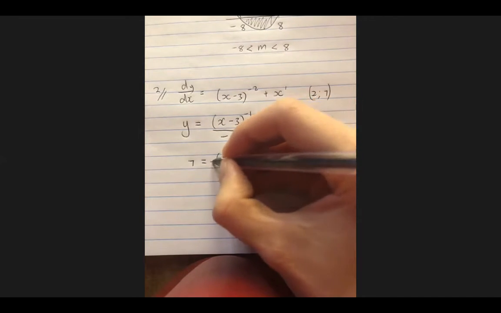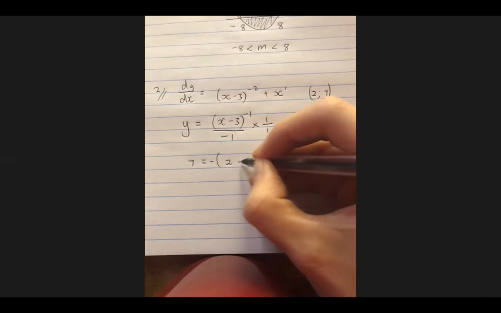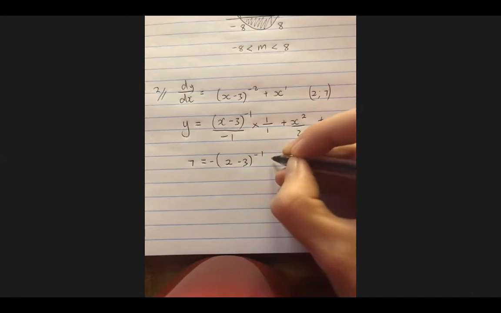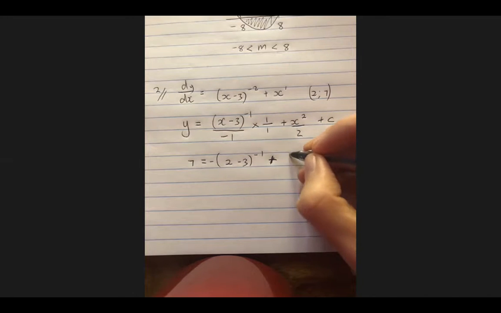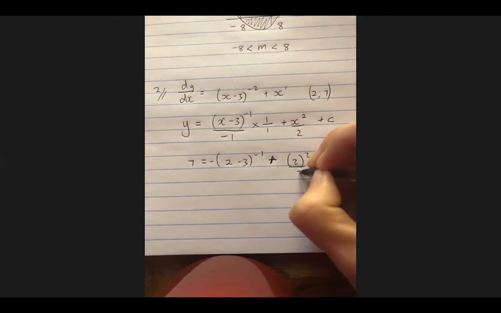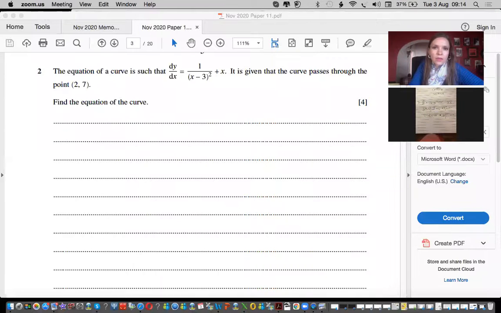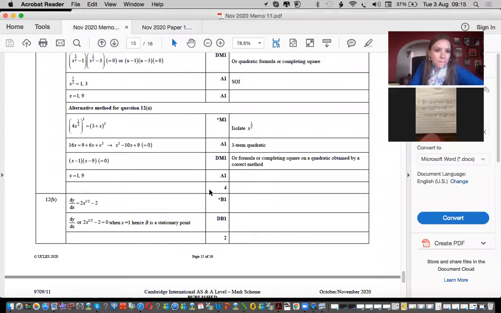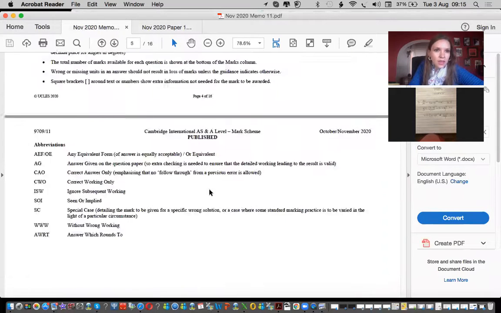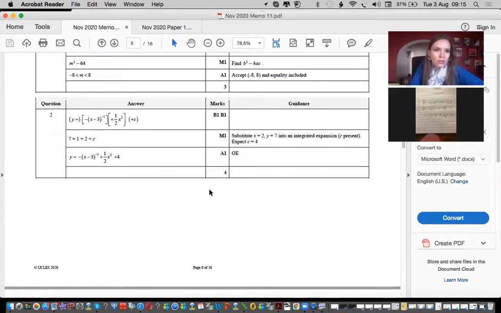You can simplify this a little bit before you sub in, but I mean, the calculator will help you a lot. I'm going to just say plus, sub the 2, plus c. Now this should be very easy, the rest of this. So I'm just going to quickly show you what I want there. Equation of the curve. I'm still going to check the memo. They say we need to get to 4.